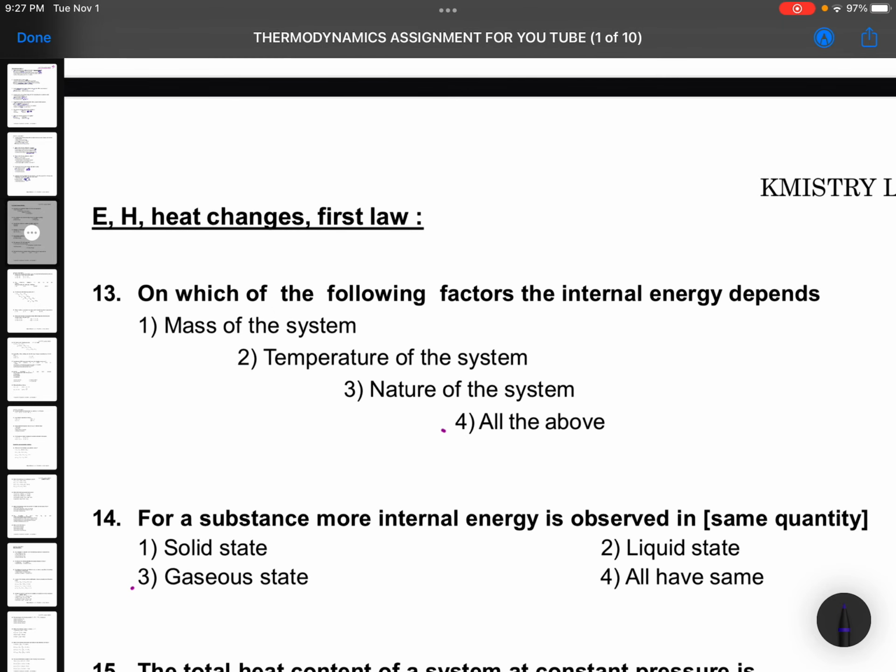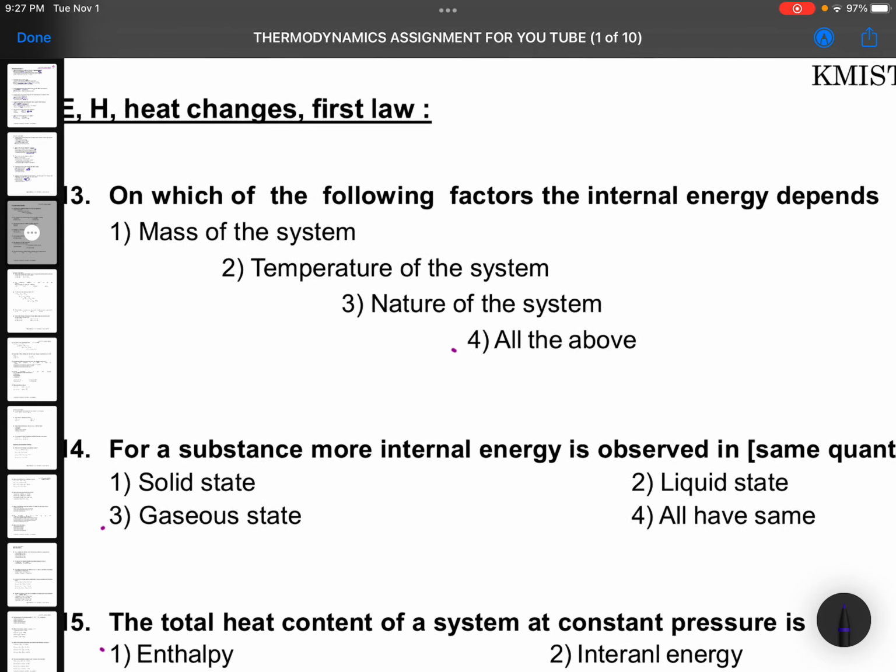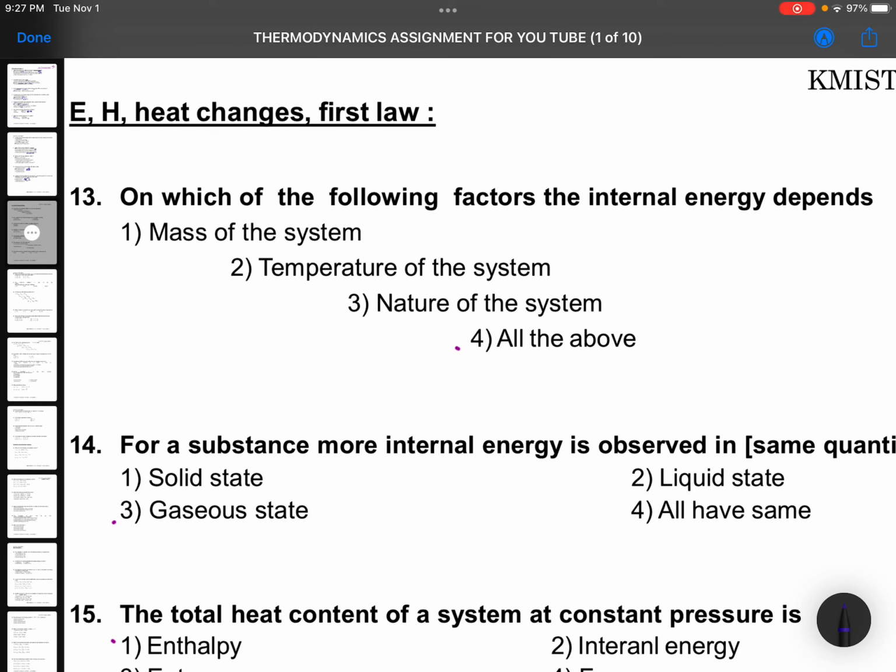Thermodynamics conceptual assignment by your Lucky Sir. So E, internal energy, H, enthalpy, heat changes, and the first law. Based on this, some conceptual questions. On which of the following factors does the internal energy depend? Internal energy depends on the mass of the system. It depends on the temperature of the system. It depends on the nature of the system. So all of this.